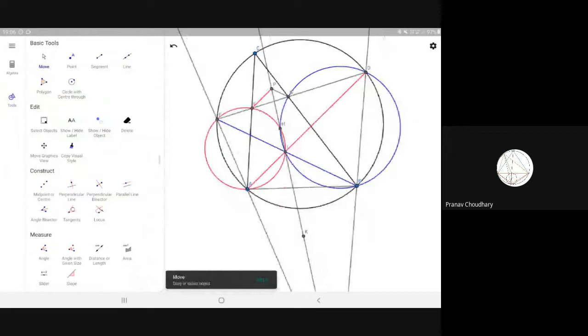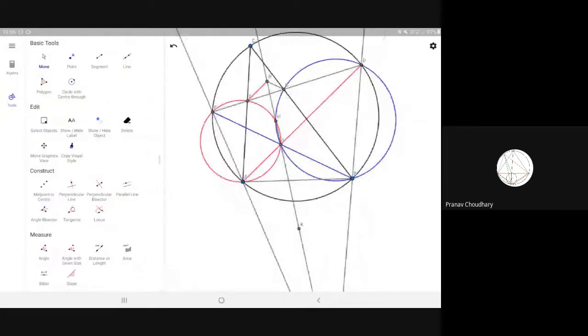Yes. It makes sense to try to prove that K and P lie on this common radical axis of these two circles, then that solves the problem. Yeah, so how do you do that? How do you do that?